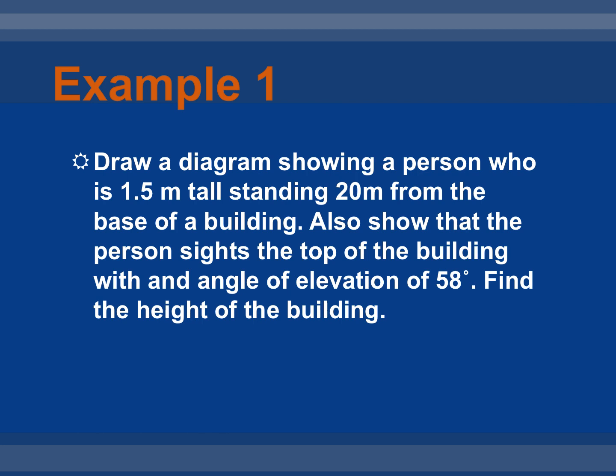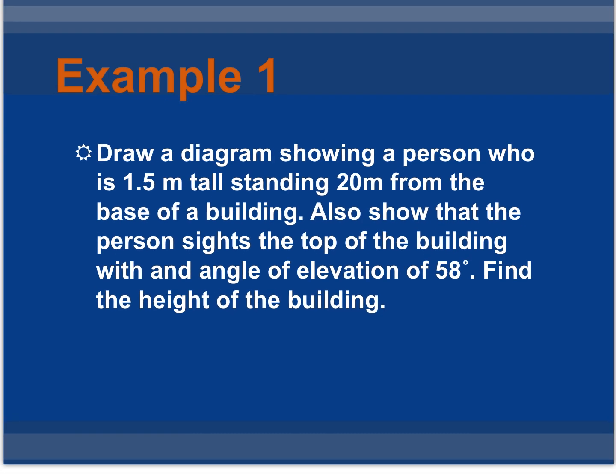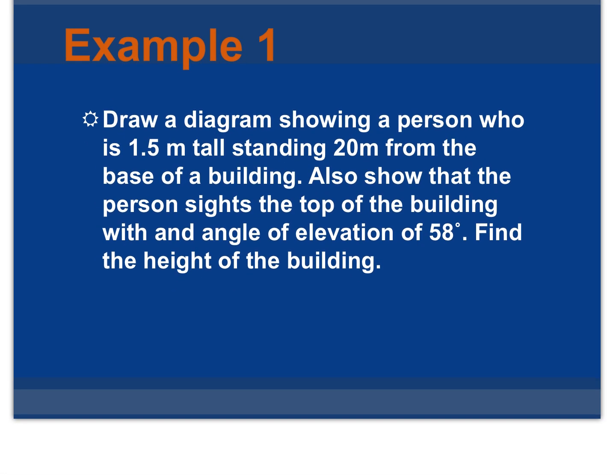So here, let's just try to draw and practice setting these up. Draw a diagram showing a person who is 1.5 meters tall. So here's our person, 1.5 meters tall, standing 20 meters away from the base of a building. Here's the building. Also show that the person sights the top of the building with an angle of elevation of 58 degrees. Find the height of the building.